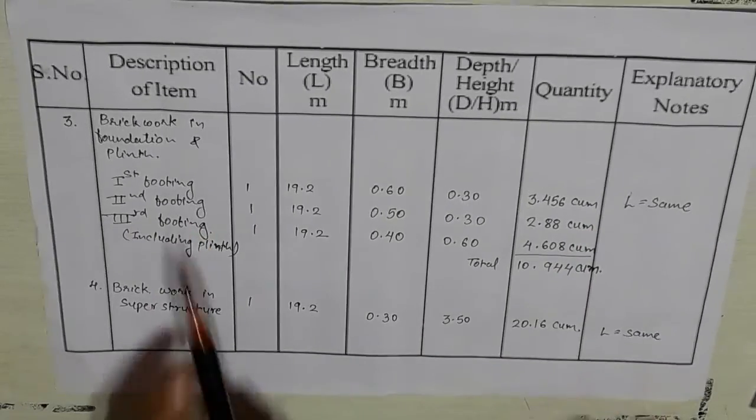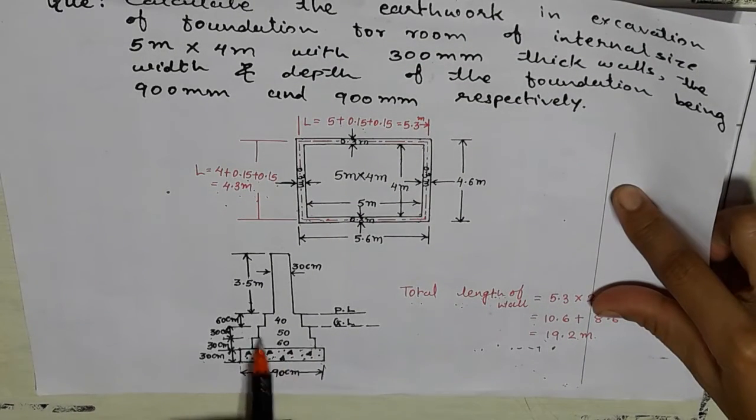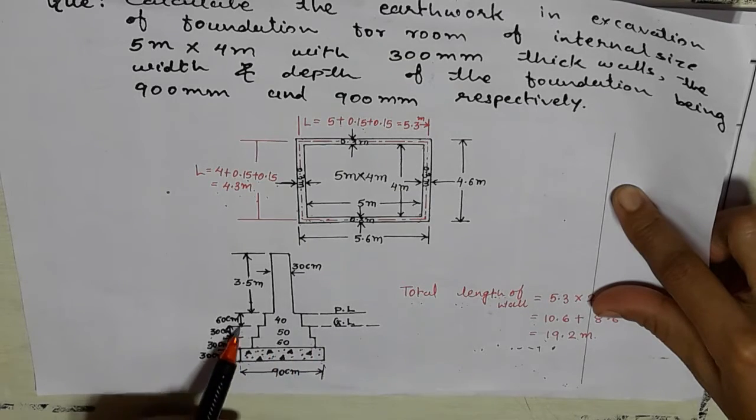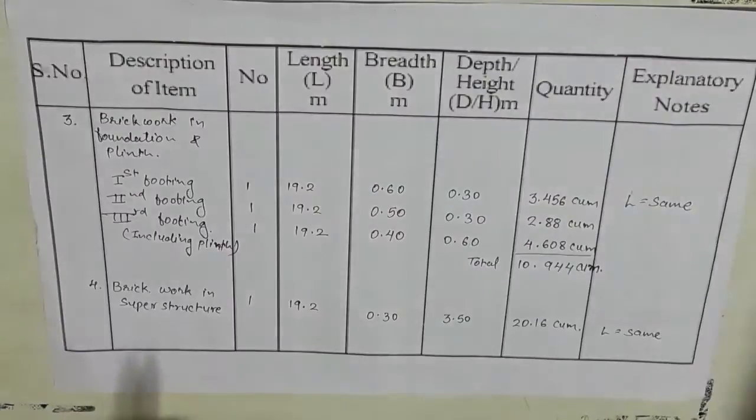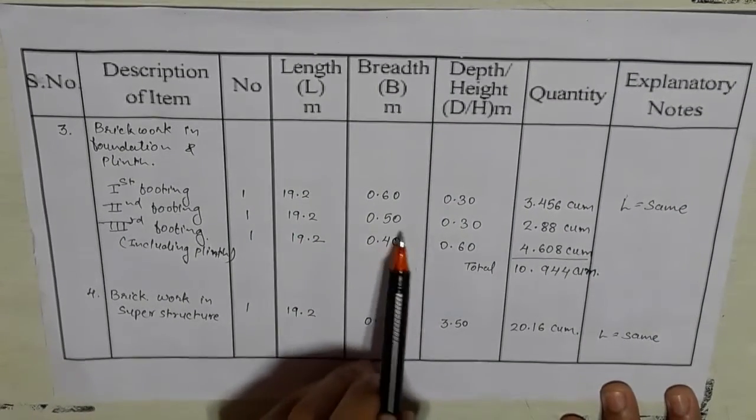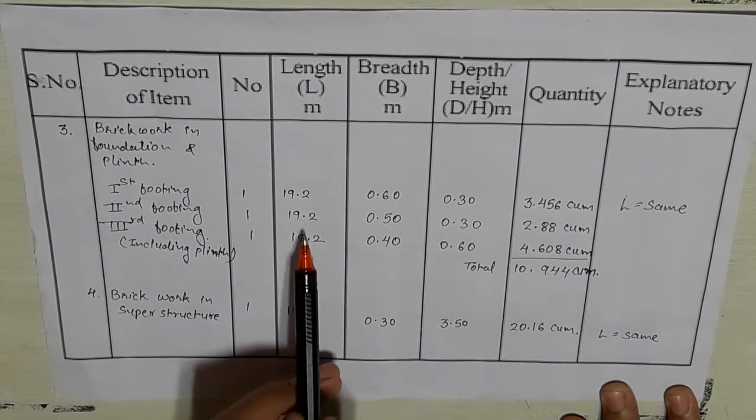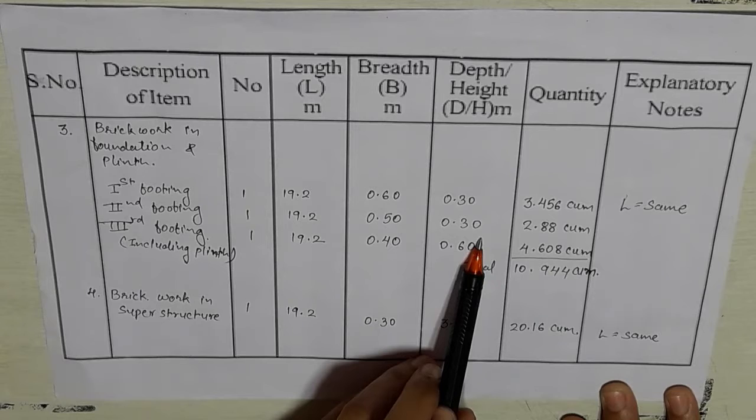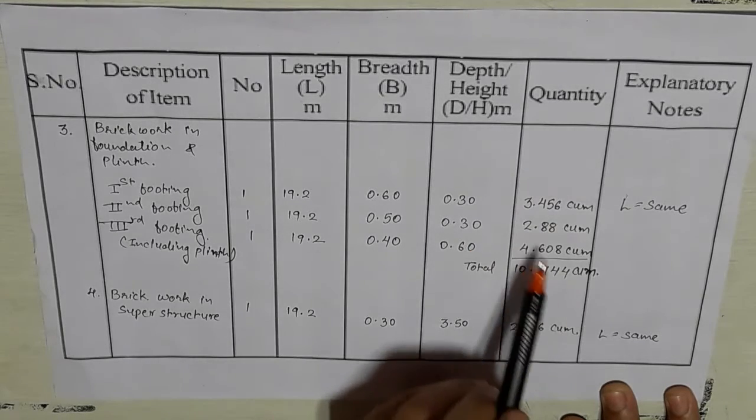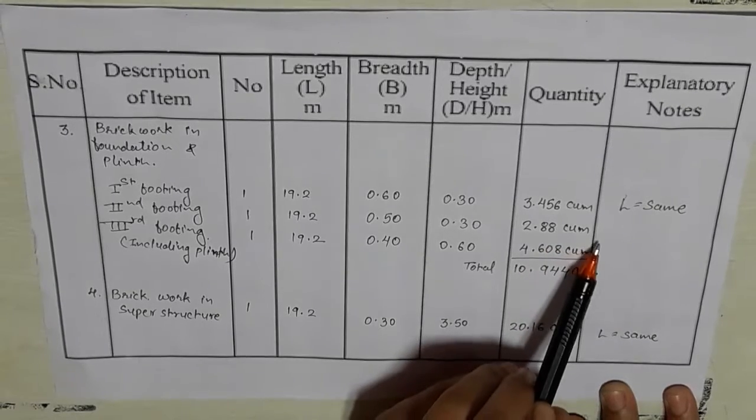Now for the second footing, this is our second footing. For the second footing, the breadth of the item is 50 centimeter and the depth is 30 centimeter. So here the length is the same 19.2, breadth is 0.5, depth is 0.3. When we multiply all this, length, breadth and height, we can easily get the quantity, that is 2.88 cubic meter.